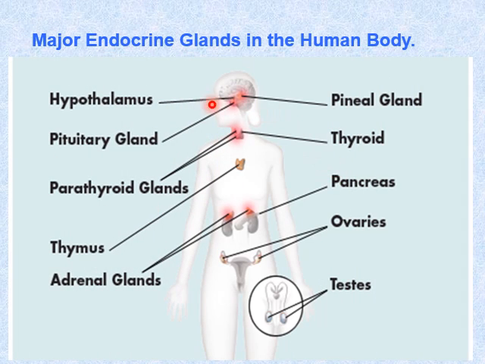This diagram shows the 10 major endocrine glands in the human body. These are the hypothalamus, the pineal gland, pituitary gland, thyroid, parathyroid glands, the pancreas, thymus, adrenal glands, ovaries, and testes. These major endocrine glands produce hormones that affect many parts of our body, and we are going to discuss the hormones secreted by each endocrine gland and the function of the hormones in the upcoming lesson.